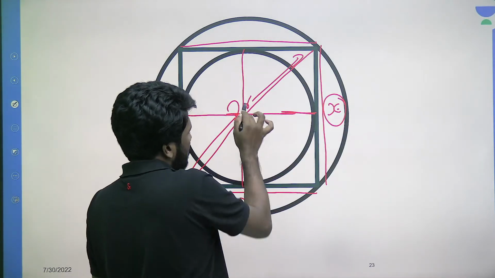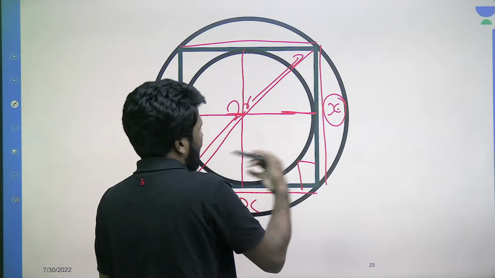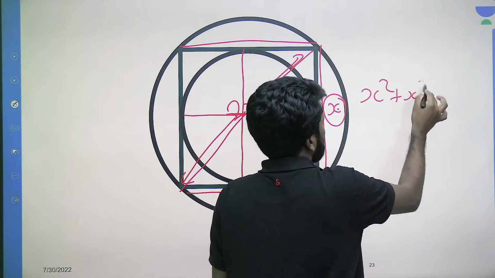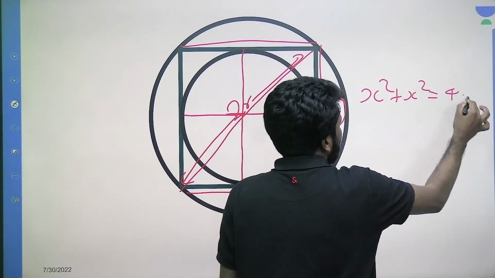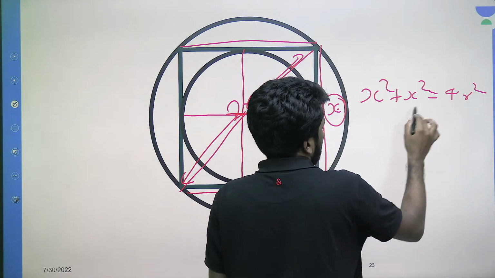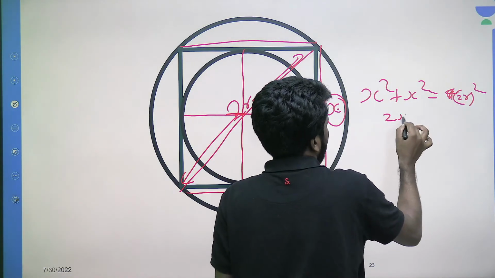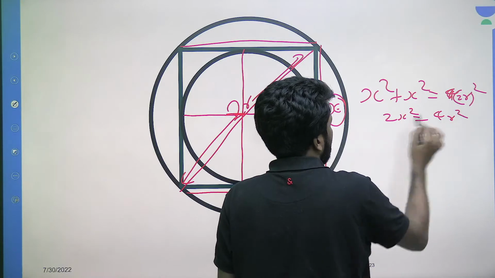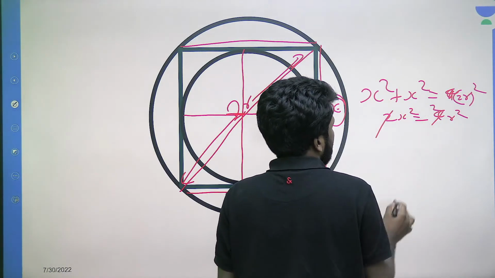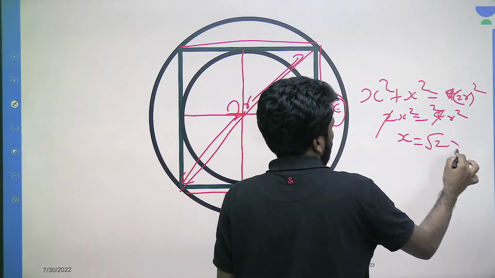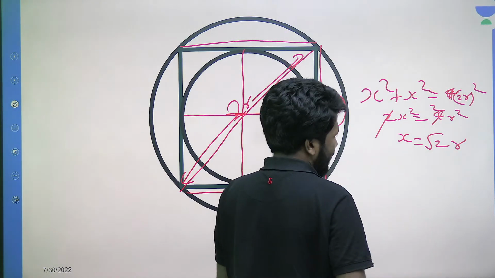This x, x, 2r is a right triangle, so I can apply the Pythagoras theorem. So x square plus x square is equal to 2r the whole square. That is 4r square. Yeah, 2r the whole square I will write. And then 2x square is equal to 4r square. 2 and 4 cancel. x square equals 2r square. x is equal to square root of 2 r after square rooting it.